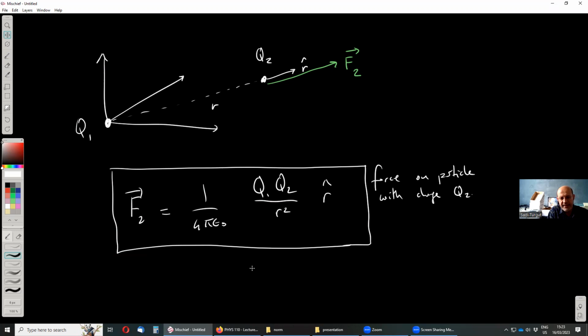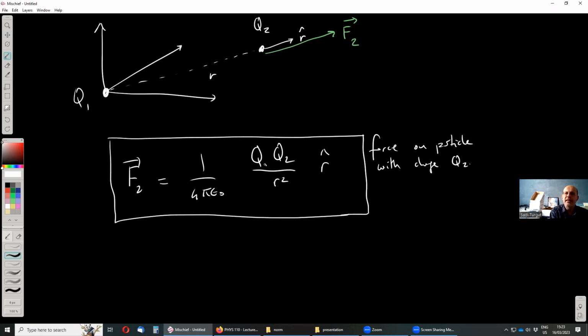What is nice here is that if you use this equation, you don't have to consider whether the charges are like charges or unlike charges. Somehow this formula also gives you the correct direction. So for like charges, if both charges are positive or both of them are negative, the Q1 Q2 product is positive. In that case, F and r hat are parallel to each other.